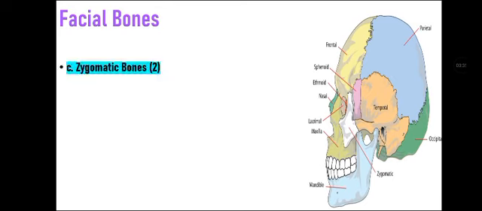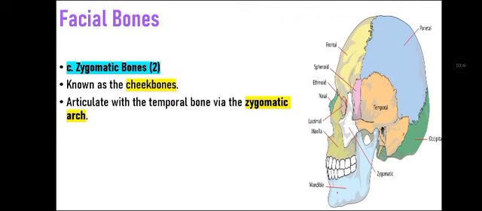Next facial bone we have is the zygomatic bone. As you can see in the diagram, the white color bone is the zygomatic bone. It is a paired bone. It is also known as the cheekbone. It articulates with the temporal bone through the zygomatic arch.